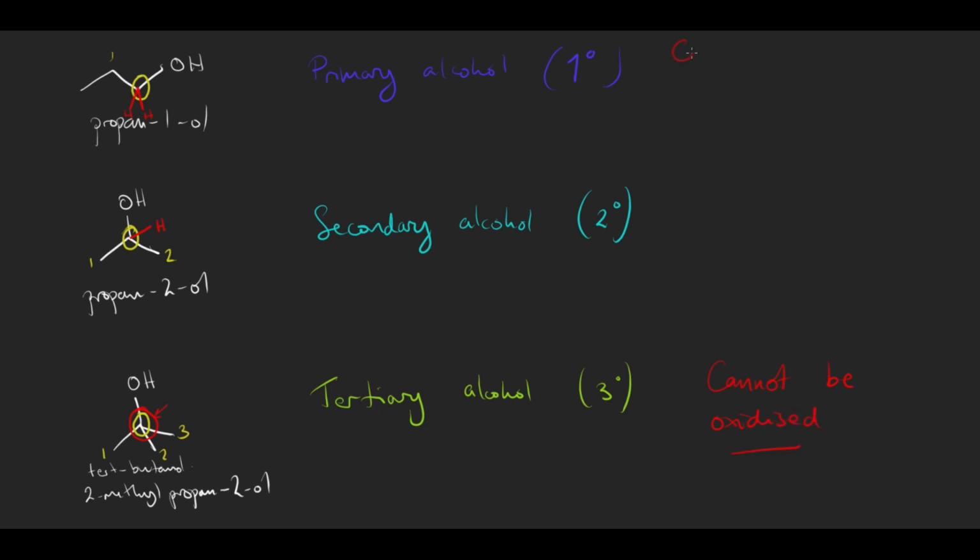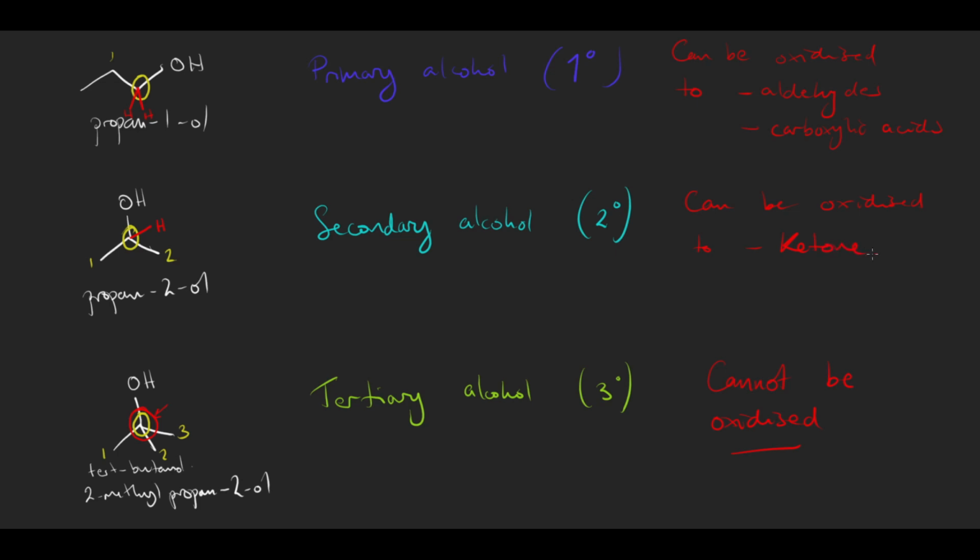Primary alcohols can be oxidized to aldehydes, we'll come back to this, don't worry, aldehydes and carboxylic acids. So these are 2 new functional groups that we've just discovered. So aldehydes and carboxylic acids, and secondary alcohols can be oxidized to something called a ketone.